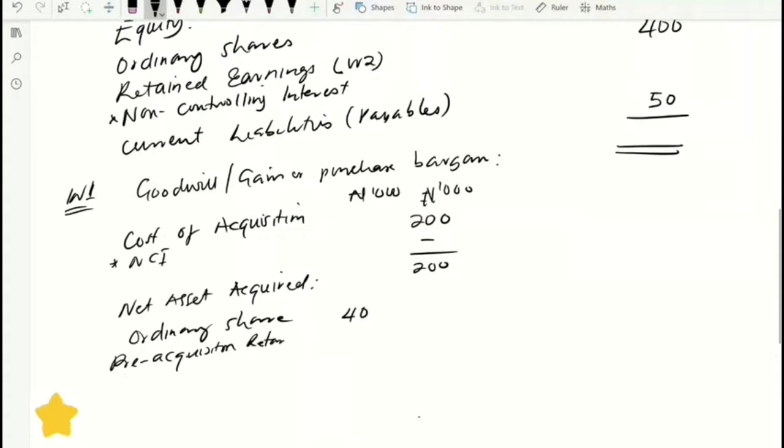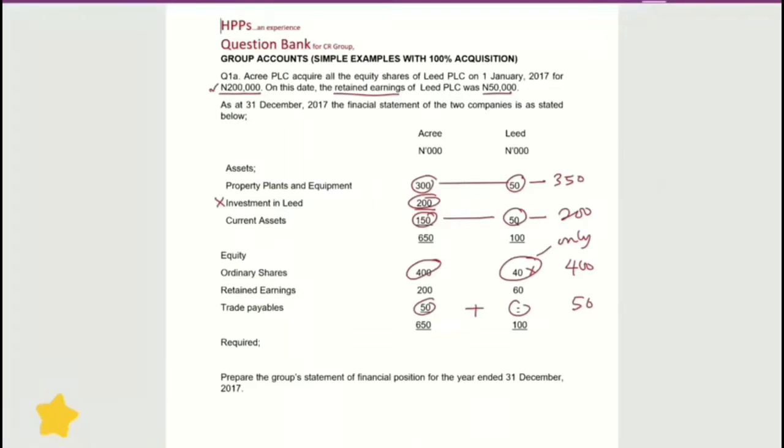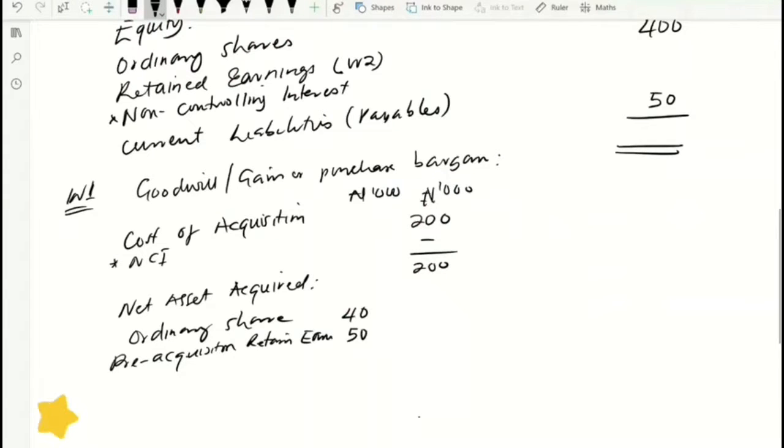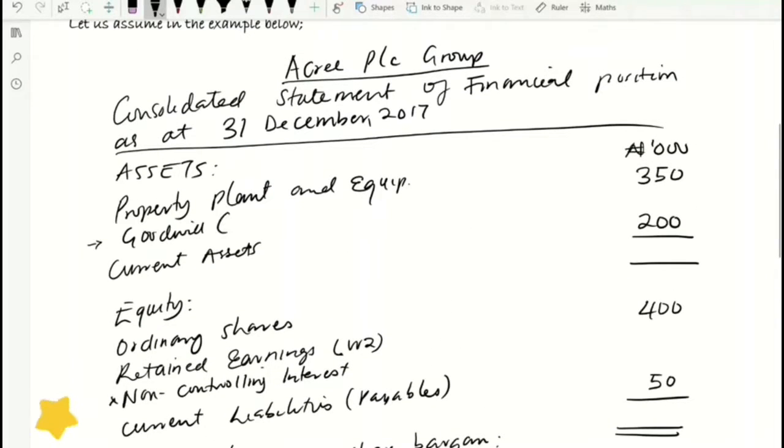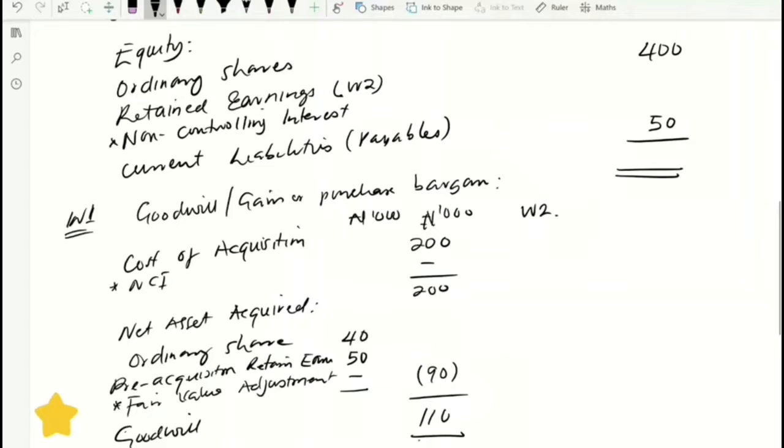Then you bring in your pre-acquisition retained earning, the one in the additional information, which is about 50,000. The total gives you 90,000. Since there's no fair value adjustment, you less 90,000 from 200,000 to get 110,000, which is your goodwill. Since the 200,000 is greater than the 90,000, you have a goodwill. If the net asset was greater, we would have had a gain on bargain purchase. We'll look at that later.